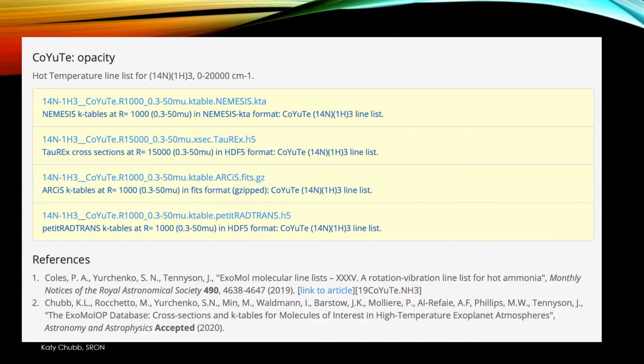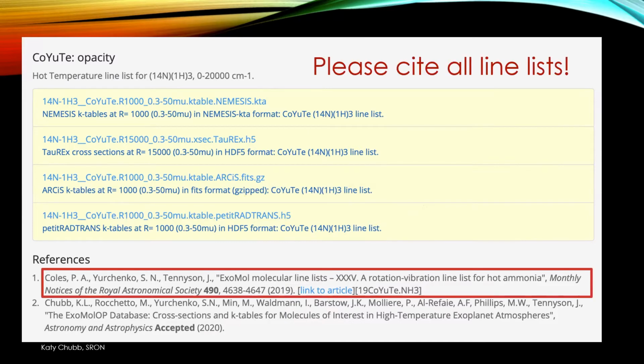If you scroll to the end, you'll see that the data is available to download in the format of the four different retrieval codes, which I mentioned previously: NEMESIS, TauREx, ARCiS, and petitRADTRANS. The reference to the original line list used is also listed below this data. Please do cite this in your work, in particular if you make a detection, if you do use this data.